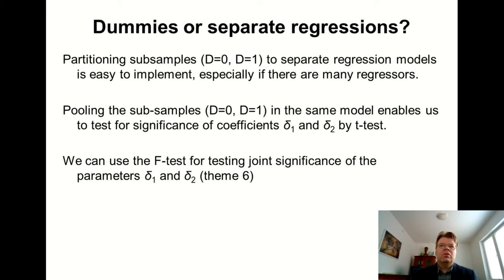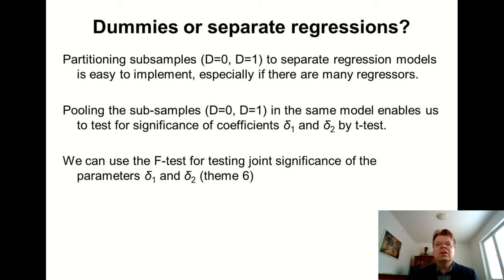So in that sense, the use of two separate regressions may be convenient when you really want to model the heterogeneity of the two groups. But there are also some advantages of pooling the subsamples. One is that you can, of course, then test significance by t-test. You can also test the joint significance with the so-called F-test, which we will introduce in the next theme, number 6. And then, of course, the use of the intercepts and slopes means that you do not necessarily need to put these slope dummies for each and every variable.